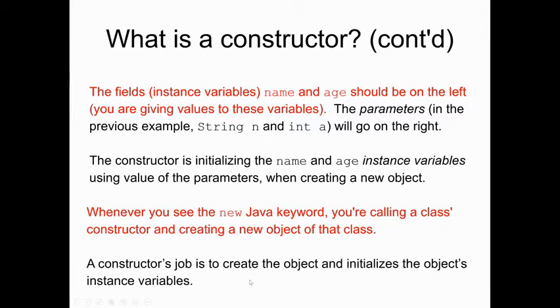The fields or instance variables name and age should be on the left. You are giving values to these variables. The parameters in the previous example, String n and int a, will go on the right. The constructor is initializing the name and age instance variables using the value of the parameters when creating a new object. Wherever you see the new Java keyword, you're calling a class's constructor and creating a new object of that class. A constructor's job is to create the object and initialize the object's instance variables.